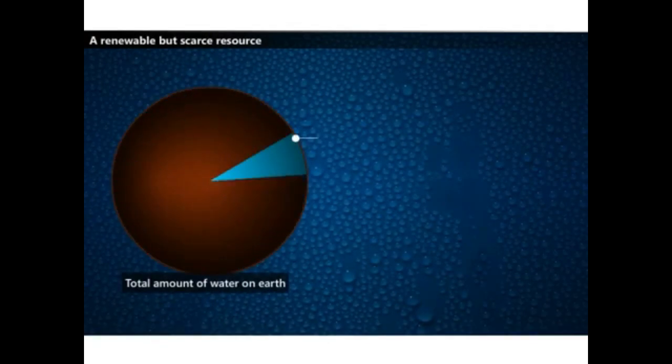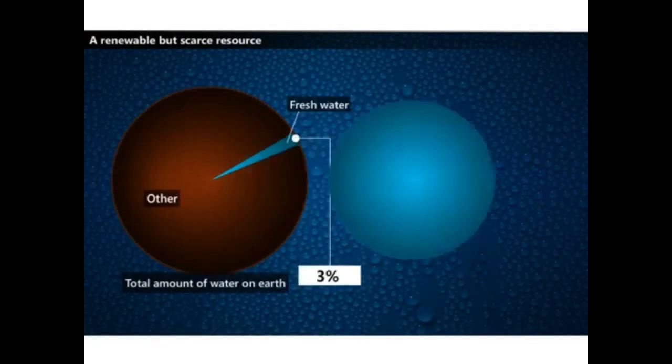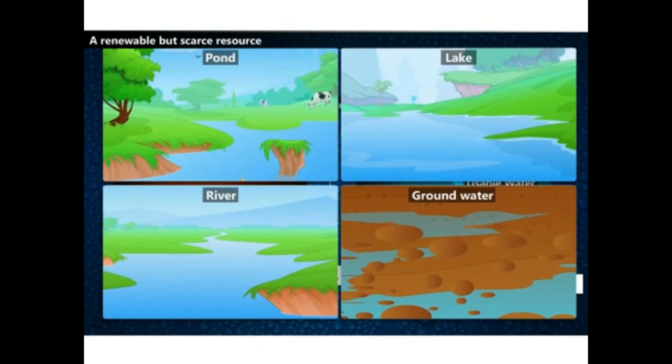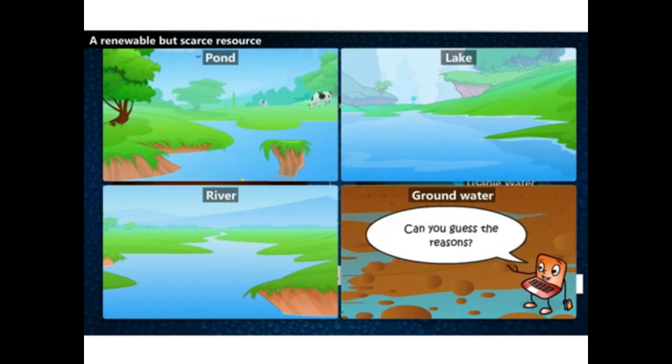Out of the total 3% of fresh water, only a very limited amount, just a little more than 30%, is available for us as groundwater or other surface water sources. Even the small amount of fresh water is no longer fresh to use. Can you guess the reasons?